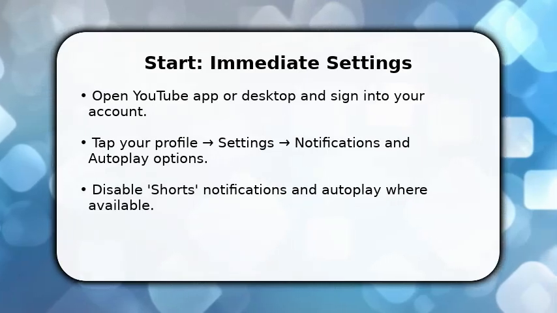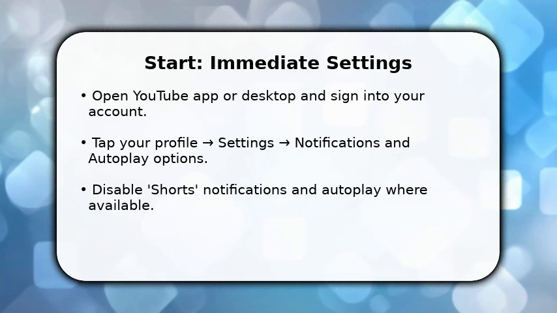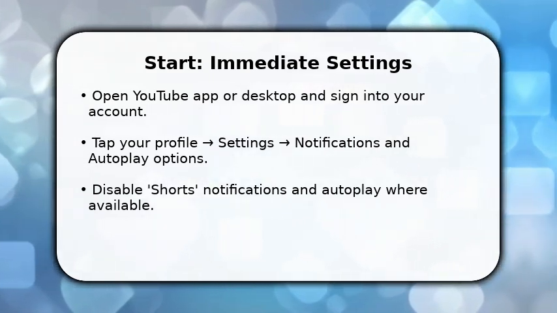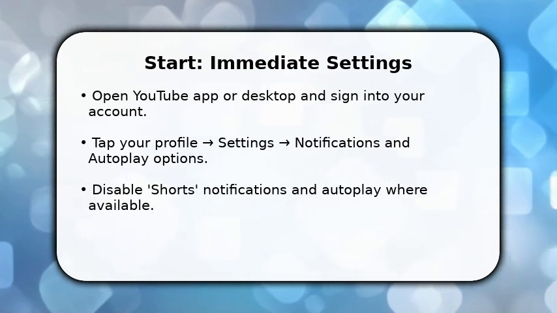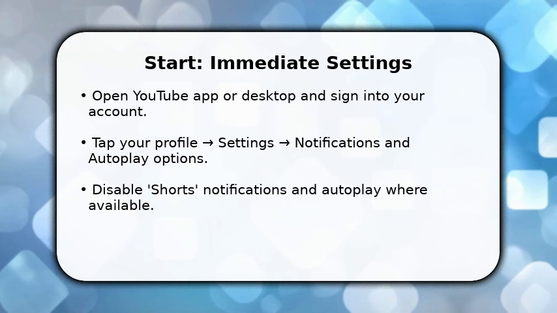You start by removing the triggers that push shorts to you. Open YouTube, sign in, then go to your profile and settings. This reduces algorithmic prompts. Turn off shorts notifications and disable autoplay so videos don't queue automatically.